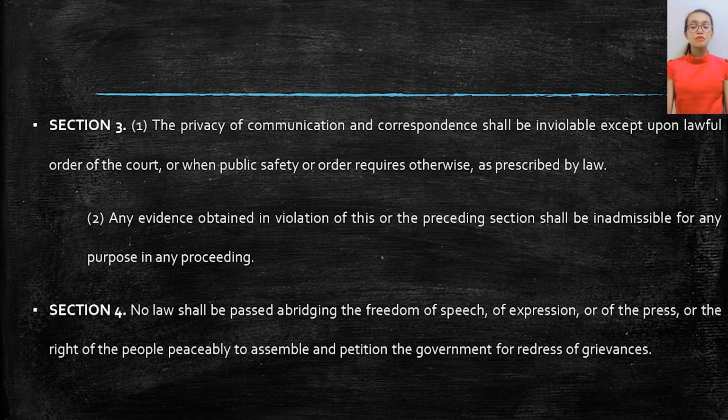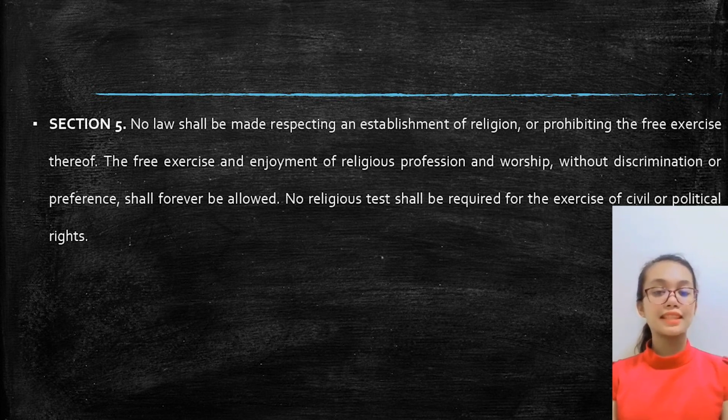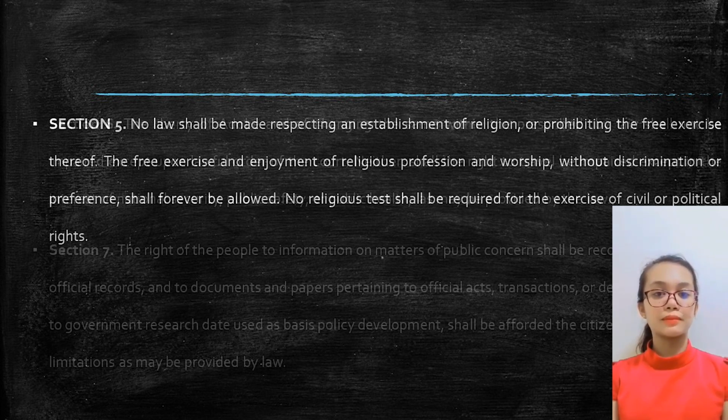Section 4 states the freedom of speech, right of free press, freedom of assembly, and the right of petition, but it has limitations, like when the speech contains untruthful information and is life-threatening, whether verbal or written. Section 5 states the freedom of religion.